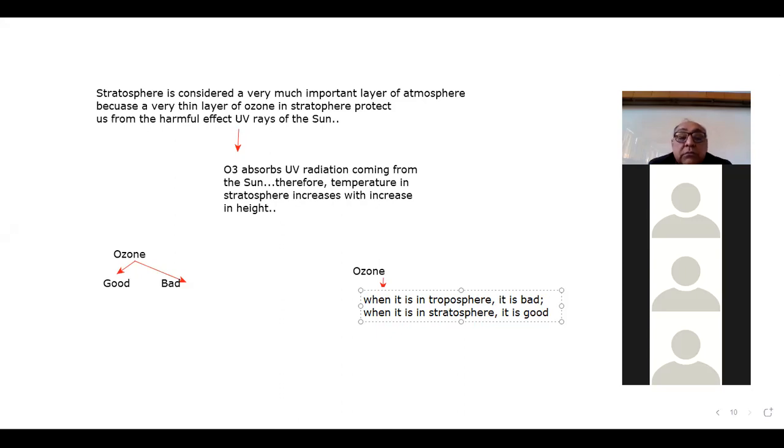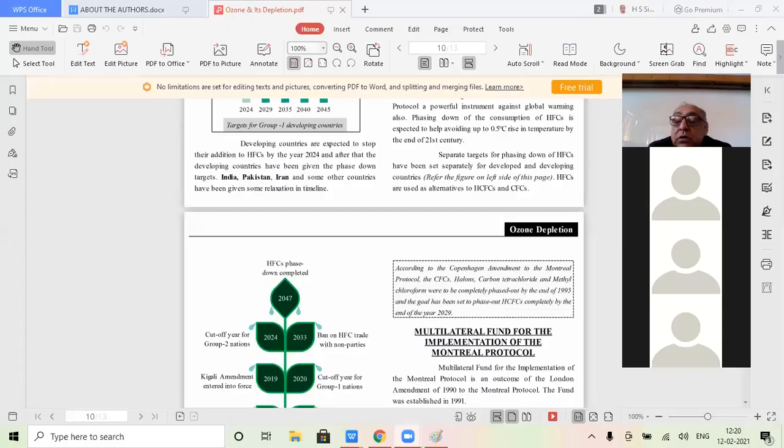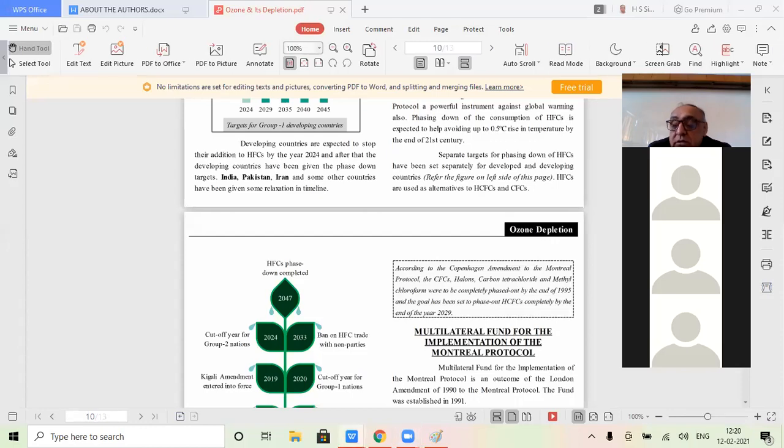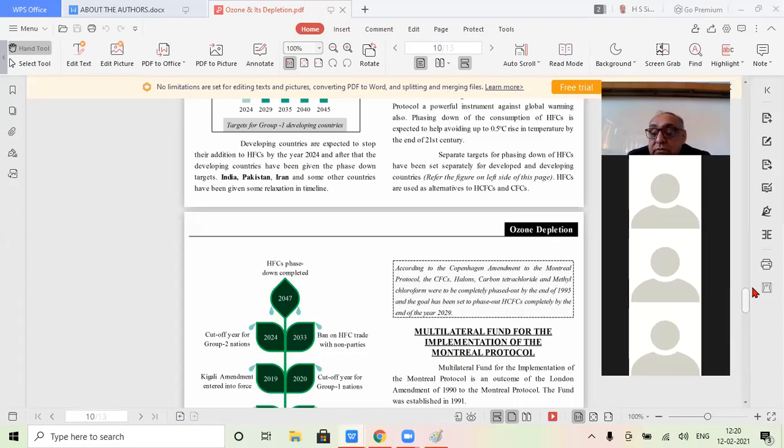I am sharing this page with you. Is this page visible to you all now? Please tell me, are you able to see this? Yes, sir, it's visible.